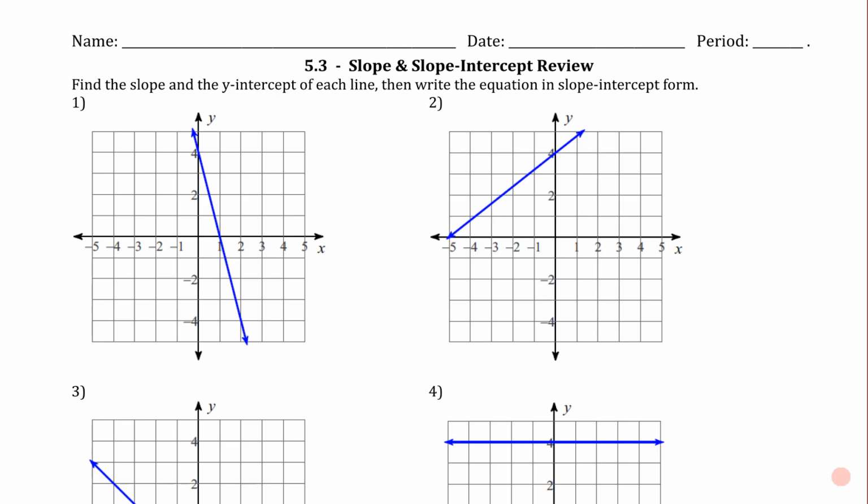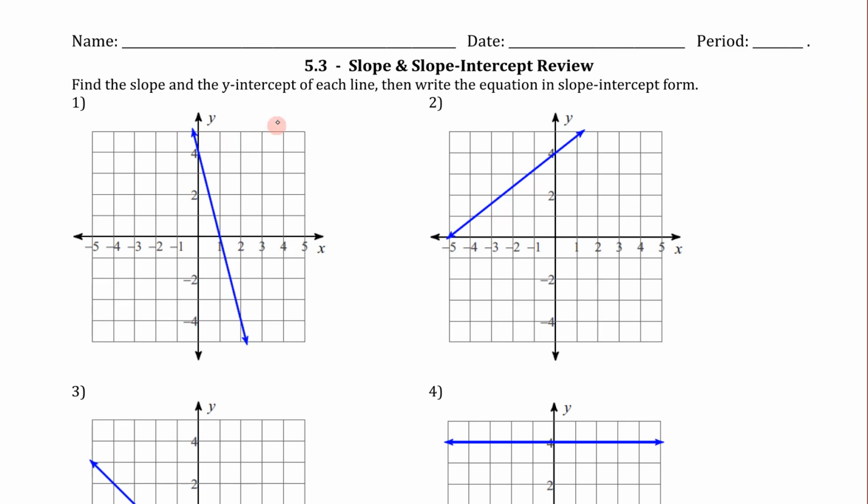In section 5.3, we want to do a quick review of slope and slope-intercept form. These are very similar to the problems that were on the last test. So let's take a look here. The instructions for the first part say find the slope and y-intercept of each line, then write the equation in slope-intercept form. So if we take a look at number 1 here.